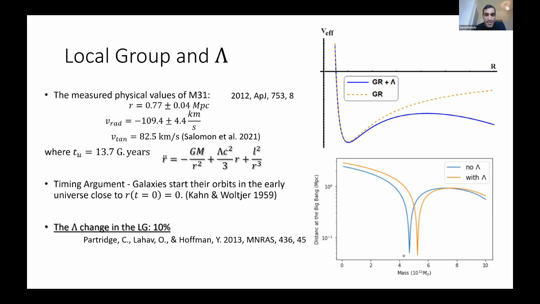Now, when I didn't include the cosmological constant, I got about 4. But when I include the cosmological constant, I got about 5. Okay, the mass of the local group from the timing argument. So you see that the cosmological constant gives you a contribution of about 10%. Now, this result is not my original result. This result is in this reference by Ofer Lav and others, and Yehuda Hoffman. But what I want to proceed from there, there is a question?